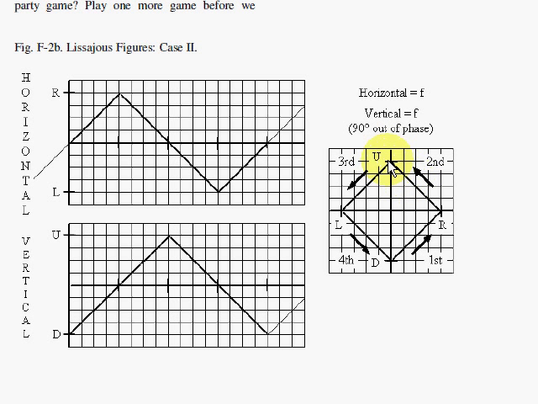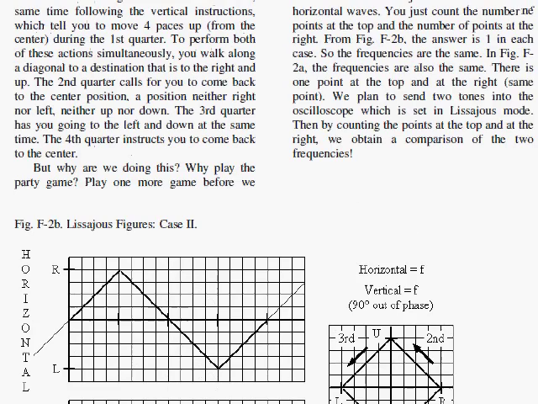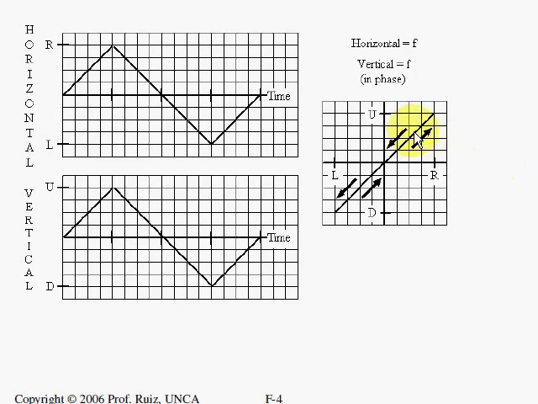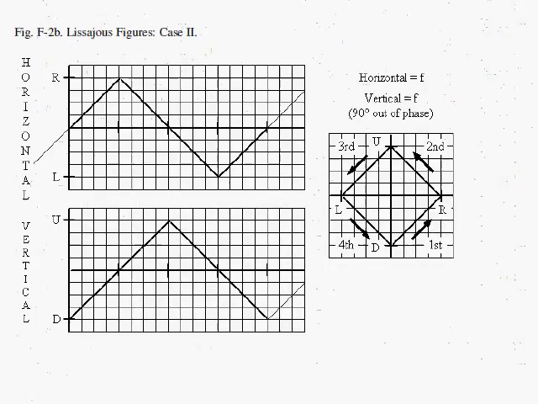You hit the ceiling one time, you hit the right wall one time, 1-to-1 ratio, same frequency. Notice that the phase shift has made this into a diamond shape, while before it was a line. It's as if this unfolded, and you can now see a diamond.